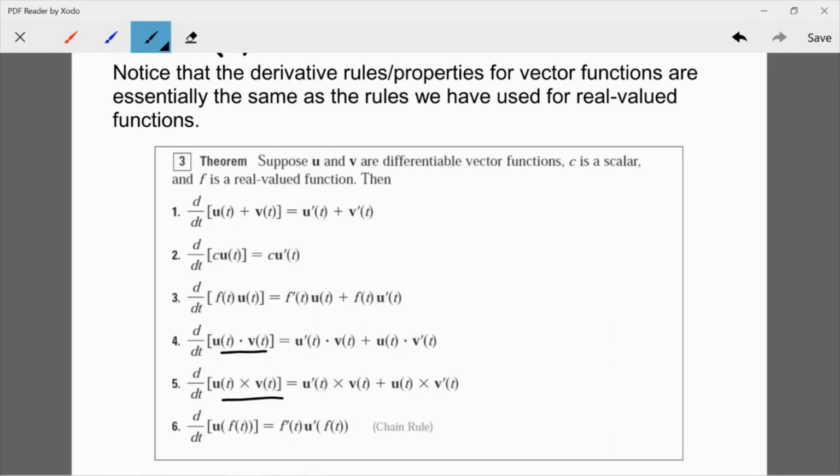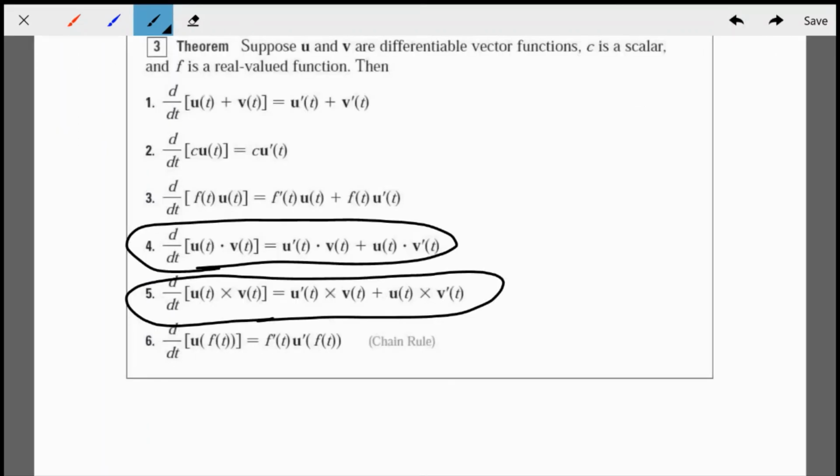So if you notice there, those rules work very much like the product rule did before. So that's essentially how you're going to work those out when you're taking the derivatives. It's like the product rule, even though you've got that dot product operation and that cross product operation in there. In the end, the rule works out essentially the same way.